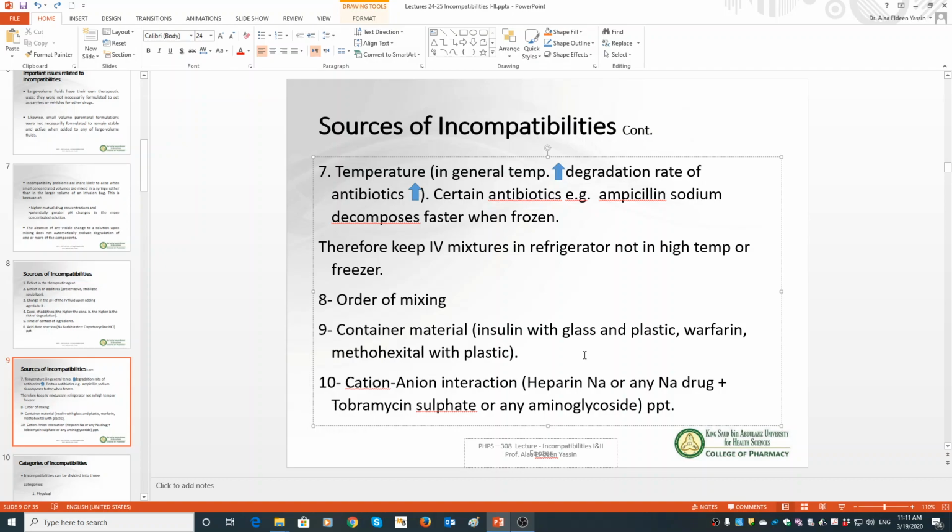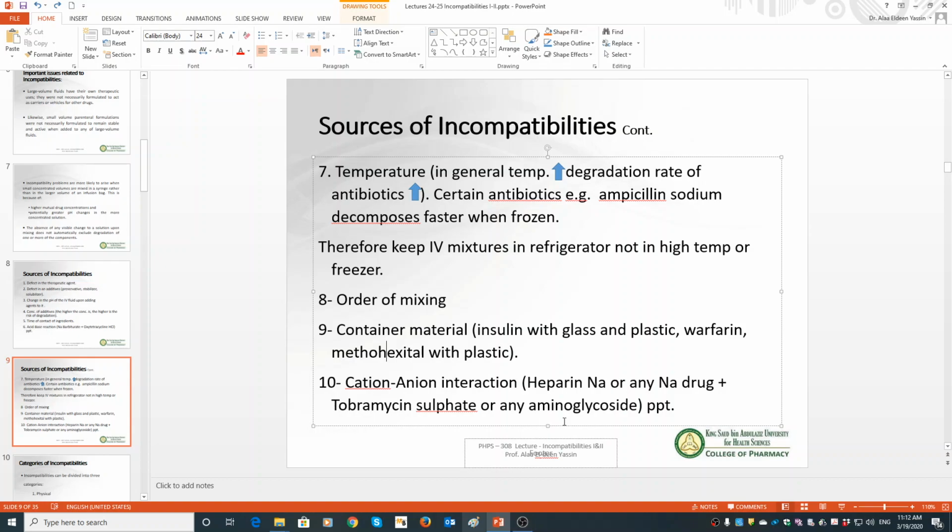Okay. So cationic-anionic interaction is also an issue. Acid-base, cationic-anionic, both are a problem, and they are interrelated sometimes. So heparin sodium, or any sodium salt of a drug, is acidic, and tobramycin sulfate is a sulfate salt. This means heparin is anionic and tobramycin is cationic, so there is a chance of formation of a heparin-tobramycin complex, an interaction between them causing a new compound that will deactivate both drugs.